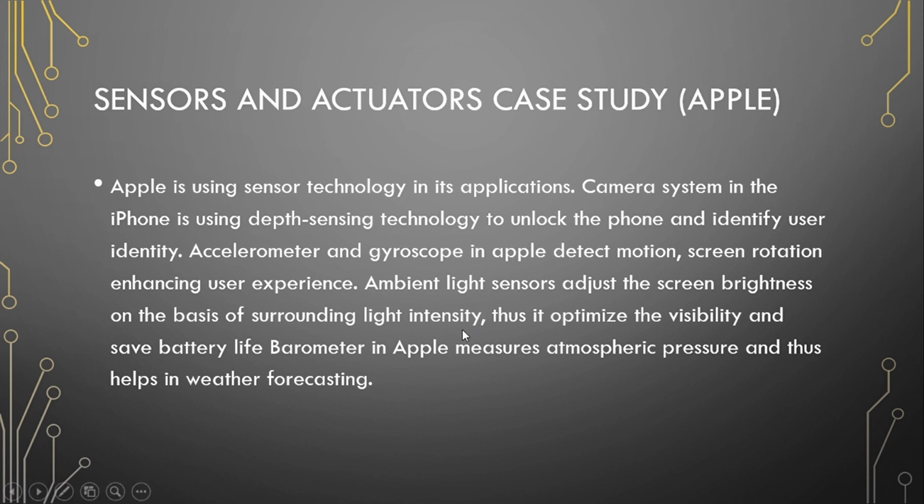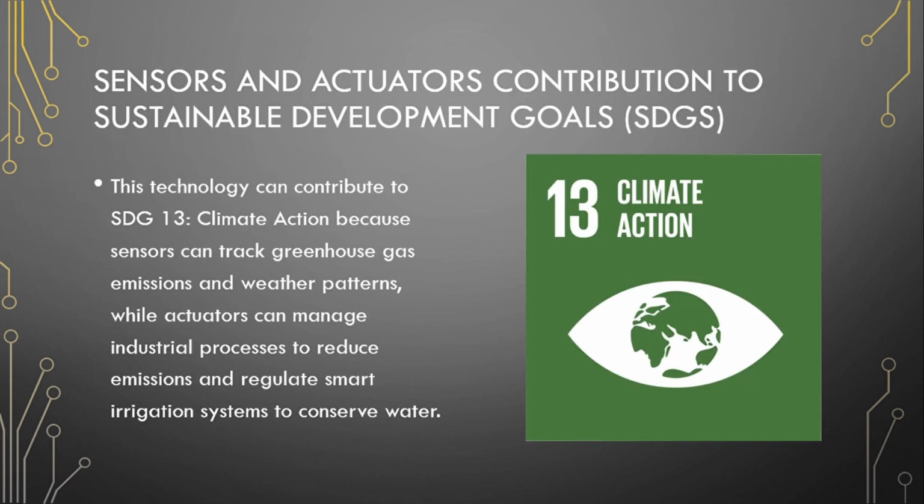Okay, the next thing is the barometer in Apple phones. The barometer measures the atmospheric pressure in our surroundings, and this helps in weather forecasting. This will tell us what the weather conditions will be in our nearby regions. And this is the last topic of our presentation: sensors' and actuators' contribution towards the SDGs, the sustainable development goals.